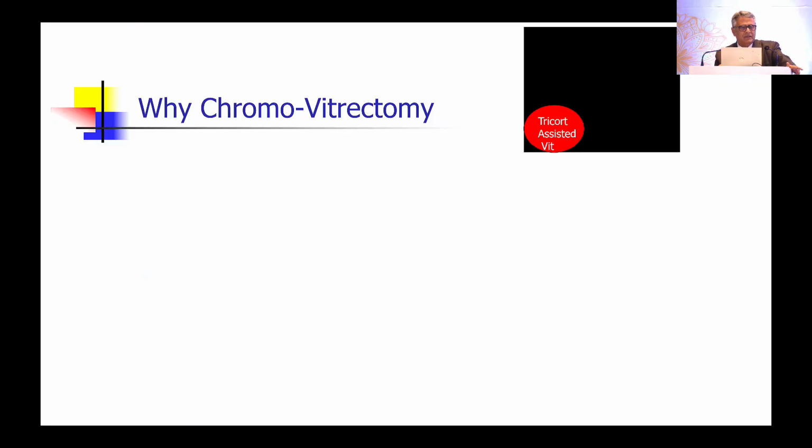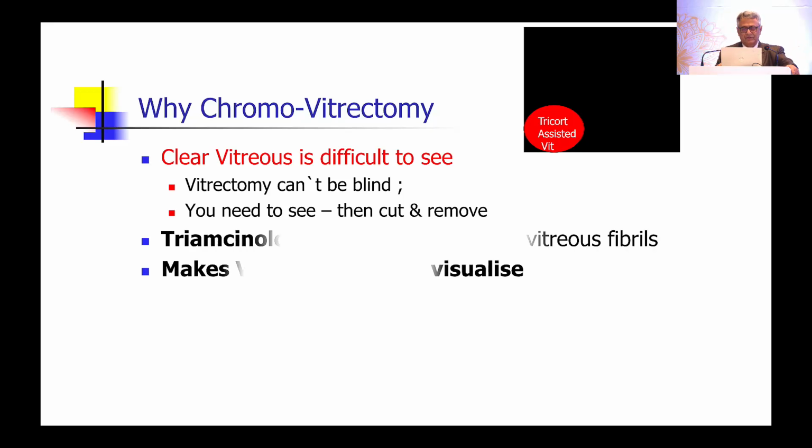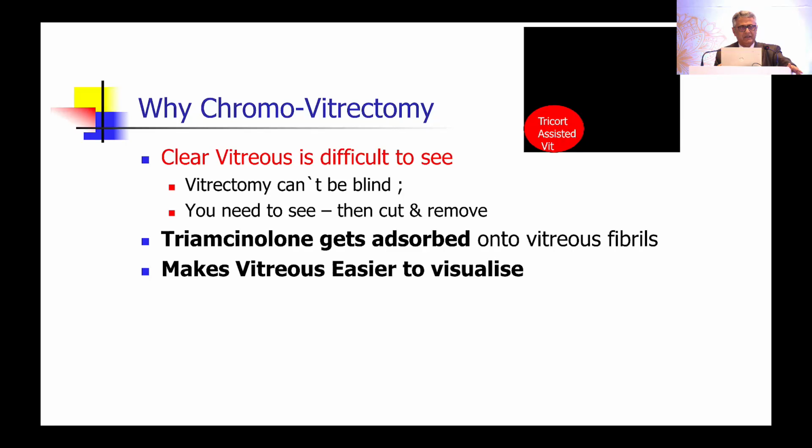So why this colored vitrectomy, which I call a chromo kind of vitrectomy, is because clear vitreous is difficult to see. Because believe me, it's a specific science. You have to see and cut. Then only can vitreous be cut. Therefore, triamcinolone gets adsorbed onto the vitreous fibrils and makes the vitreous easier to visualize.